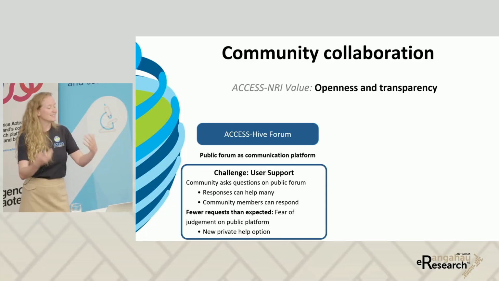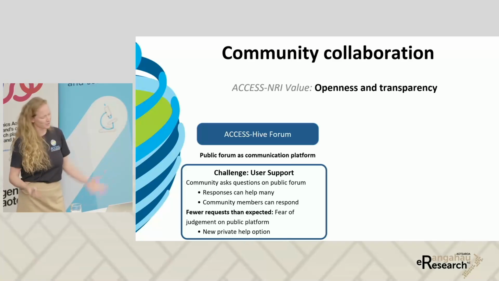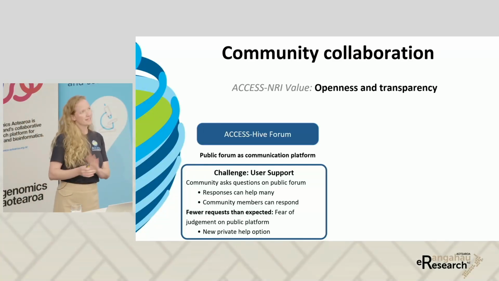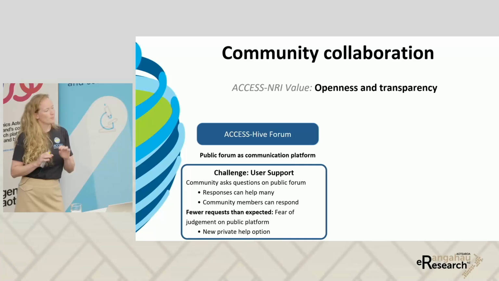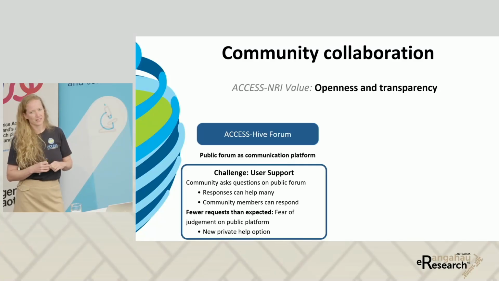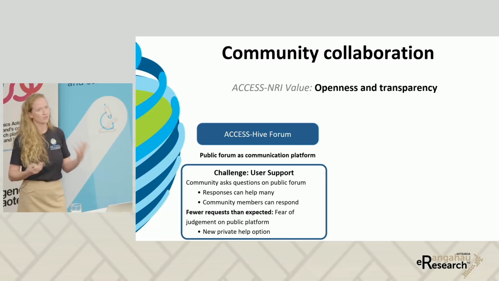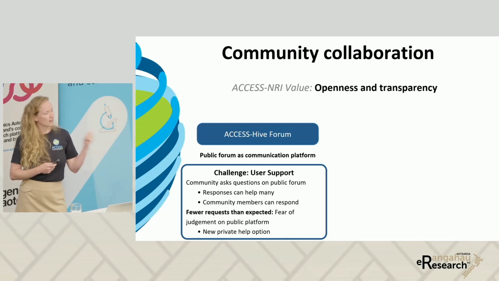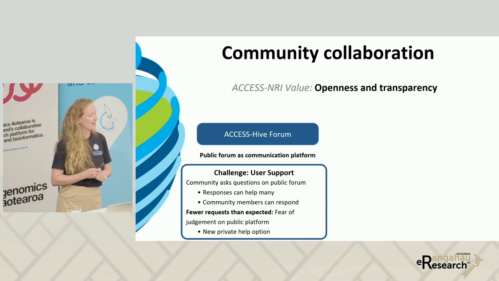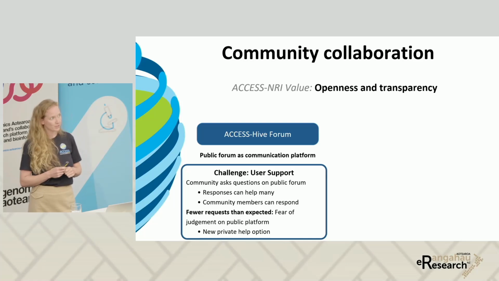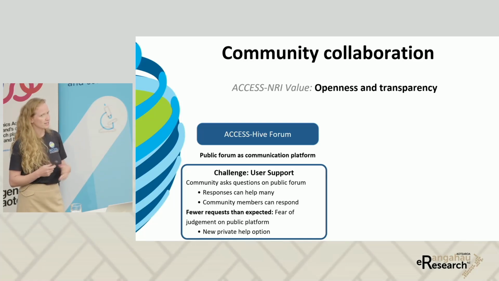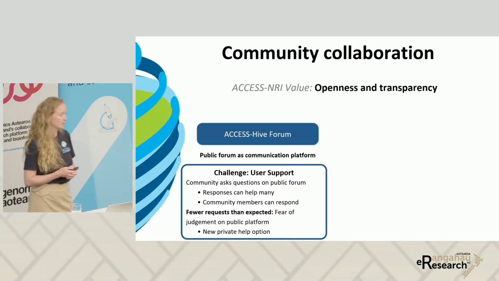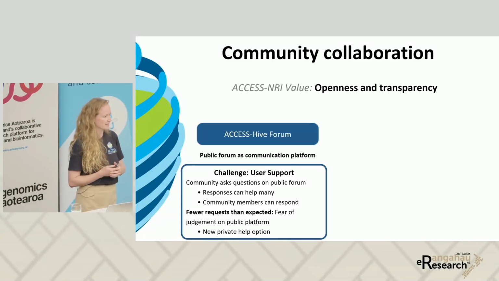And anyone can see the responses, which really benefits everyone. I'd say this model is working okay, but we aren't getting the volume of requests that we expect and that we kind of know are out there. And talking with the community, we think this fear of judgment on a public platform is probably the main reason. So I think our good ideas were more in theory than practice. But we are offering a new private help option, which is pretty recent, hasn't had a lot of uptake yet, but we're still trying to figure out how to best support the community and balance these different things.